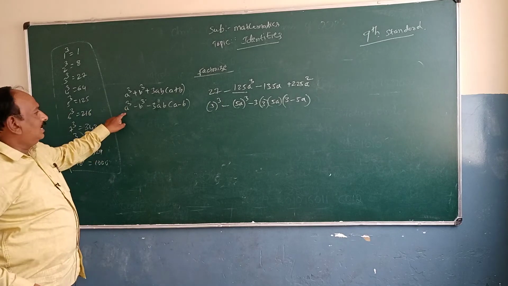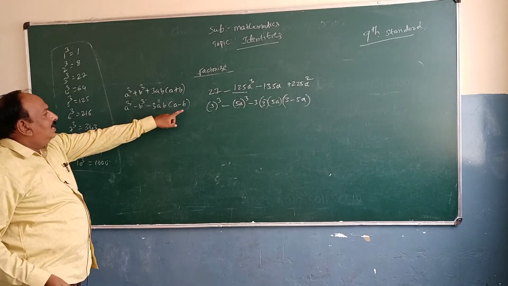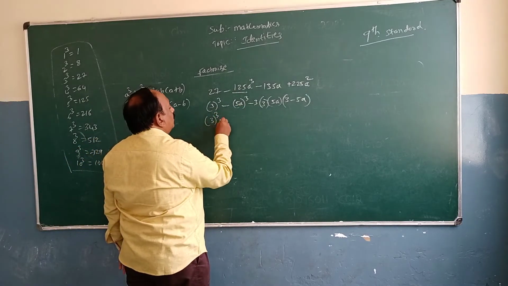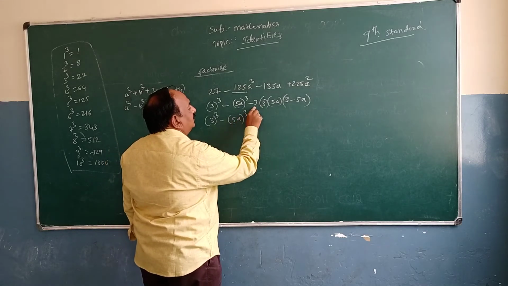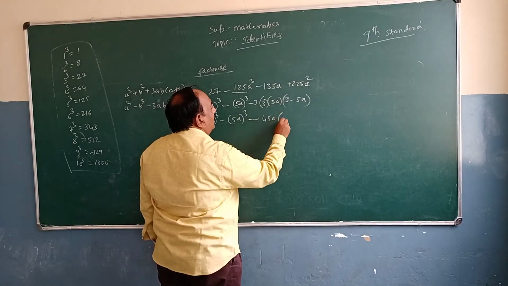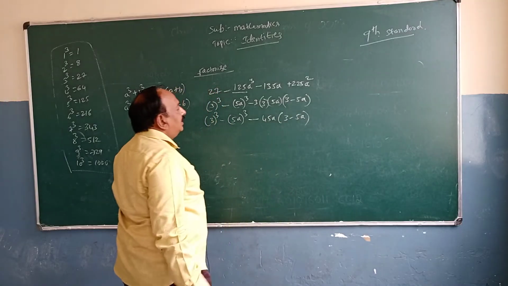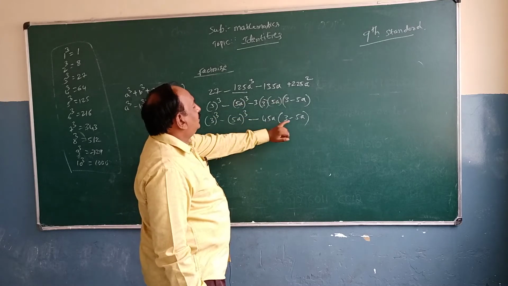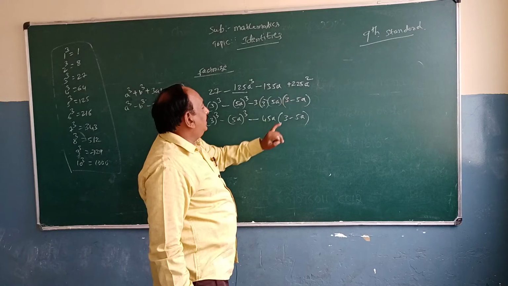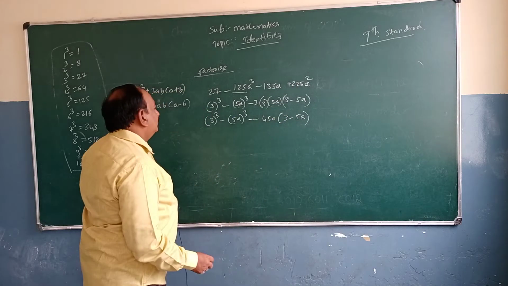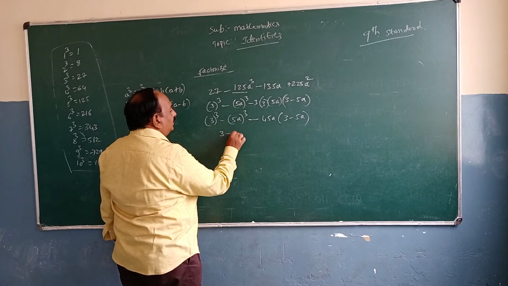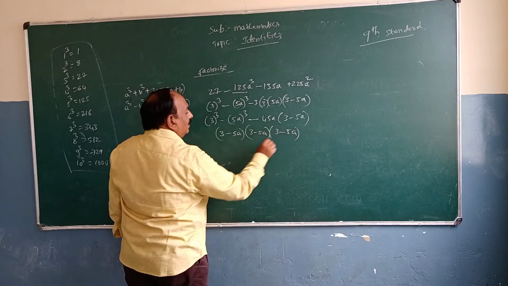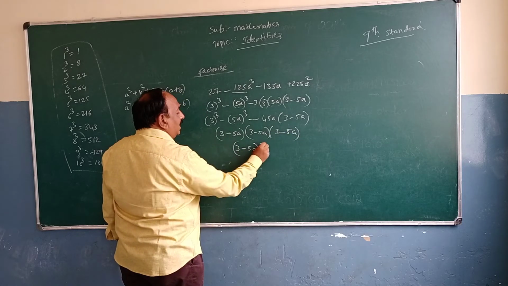Look here. a cube minus b cube minus 3ab into a minus b. This is a, this is b. So 3 whole cube, 5a whole cube, 3 3s are 9, 9 5s are 45a into 3 minus 5a. Check it. Plus into minus minus, 45 3s are 135a, minus into minus plus, 45 5s are 225a into a square. So this comes as 3 minus 5a, 3 minus 5a, 3 minus 5a. This can be written as 3 minus 5a whole cube.